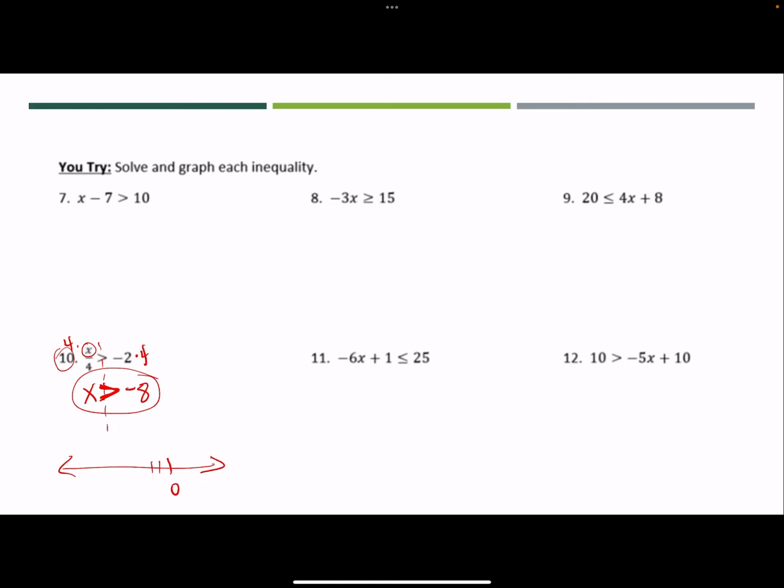So here's negative 8. Negative 8 gets an open circle, and x is greater than, shades to the right, because all these numbers to the right, like negative 7, negative 1, 0, a million, they're all bigger than negative 8, right?